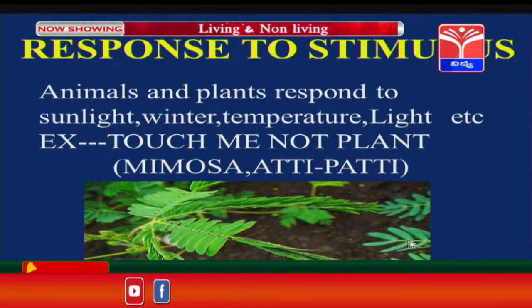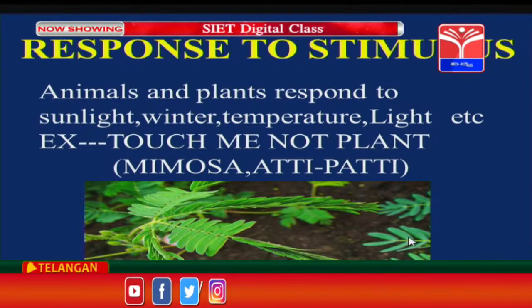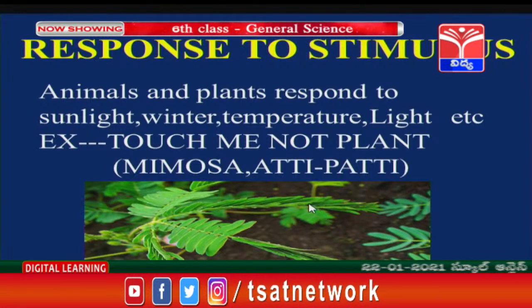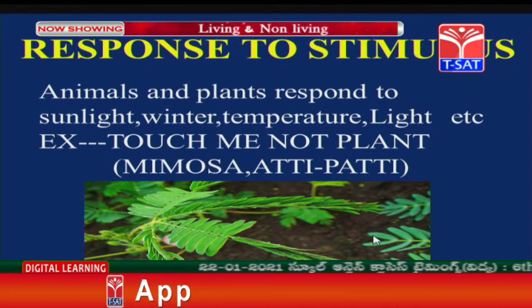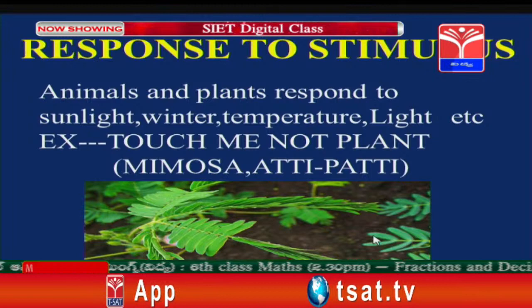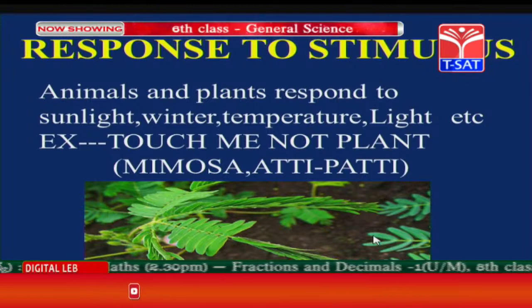Normally the leaves will be open like this, but when you touch it with your finger, it will close its leaves like this. So, that means this is the response to the stimulus. Plants also respond to the stimulus. Understood, children? See the next one here.